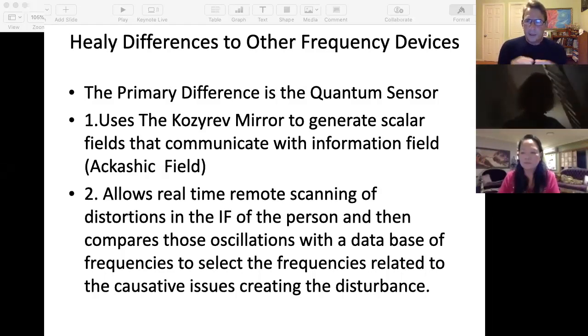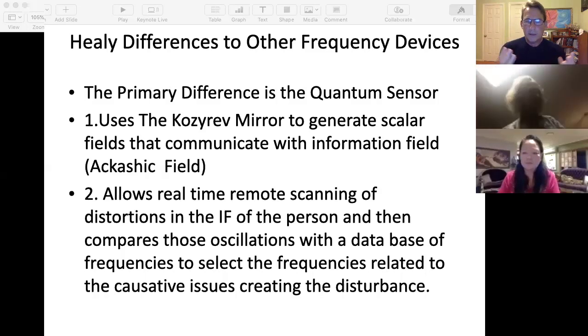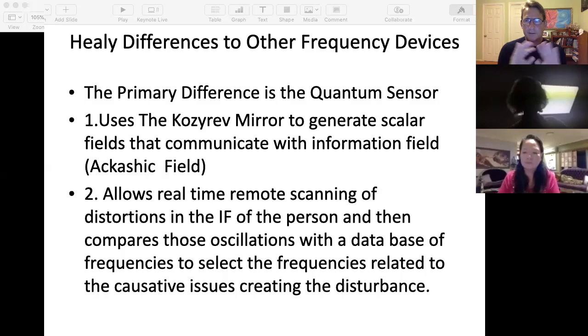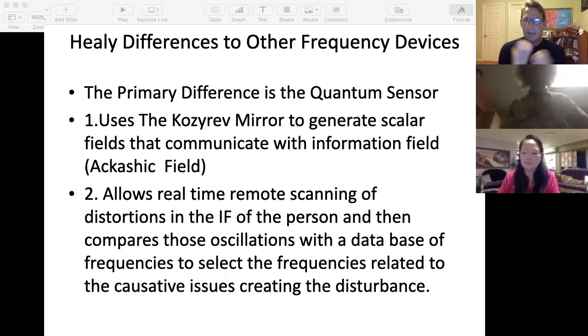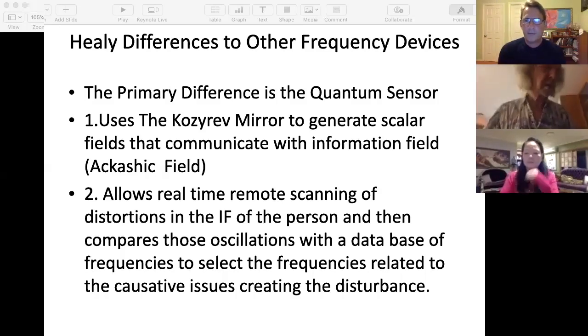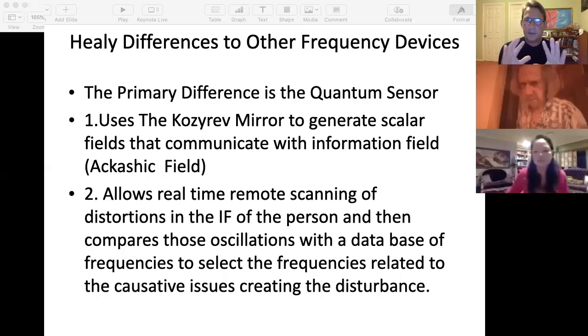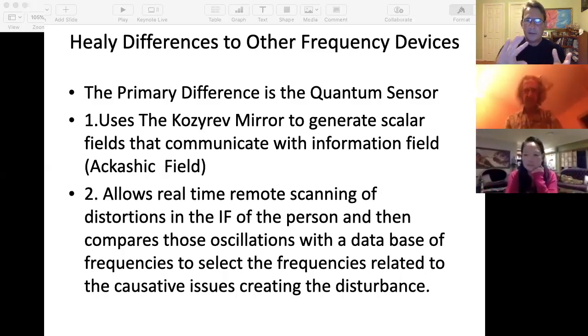The circuitry of the unit is enclosed in this chamber, and the chamber does two things. It reduces or provides shielding against the Earth's electromagnetic field, and by shielding the Earth's electromagnetic field, it stops interference with the signals coming in and out of the device. Okay, so that's the first thing. It has to be shielded from the Earth's electromagnetic field in order to access a field that's above the Earth's electromagnetic field.